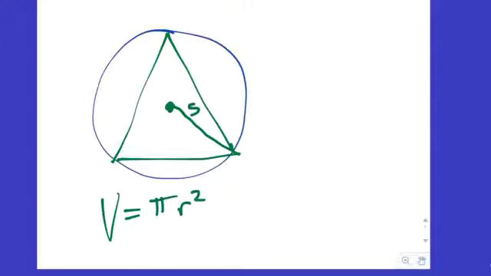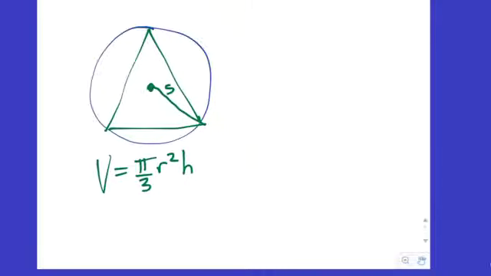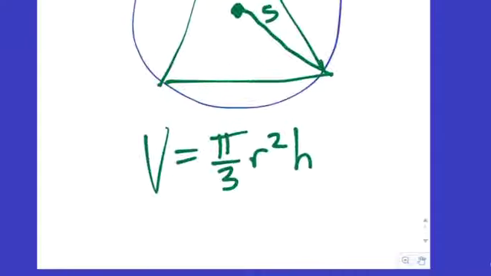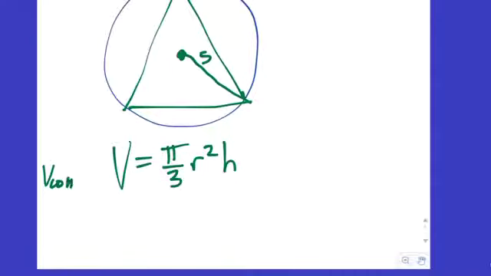Yeah, pi r squared h is the cylinder. And then all you got to do is get rid of 2/3 of it and keep 1/3. If you take a cylinder and you get rid of all the parts of the cylinder that aren't conical, you're left with 1/3 of it. So it's pi thirds r squared h. That's the volume of a cone, and you should know that.